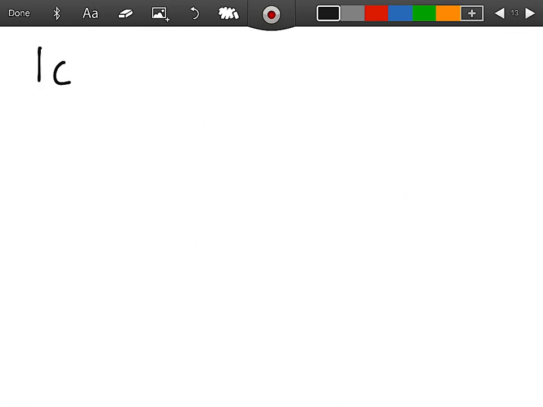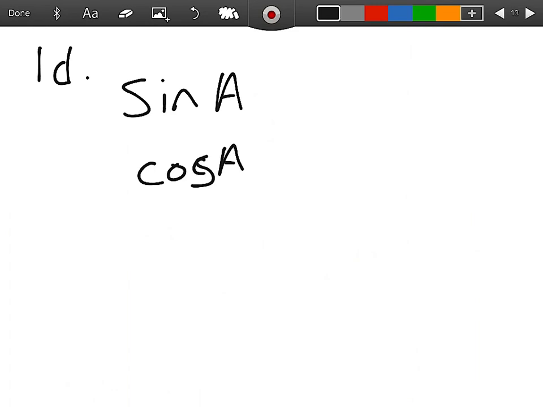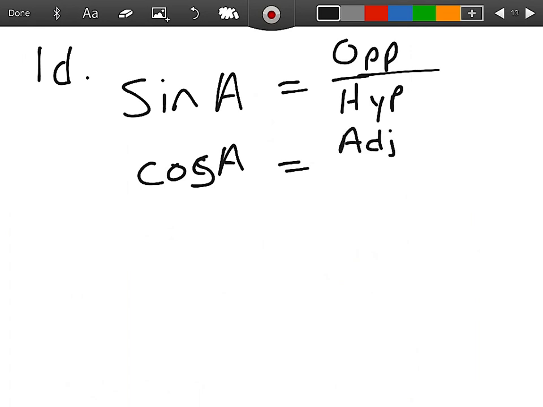And finally, 1D, it's asking us the sine of A and the cosine of A. Well, the sine of A is opposite over hypotenuse, and the cosine of A is adjacent over hypotenuse. So that was pretty painless.